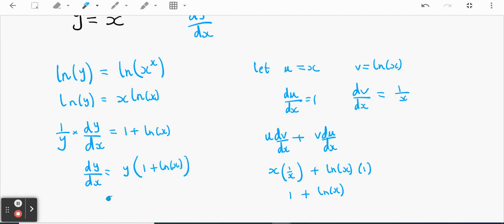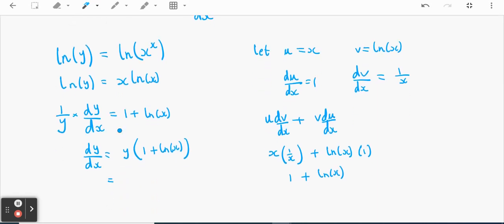And y was equal to x to the power of x. So we can replace y with x to the power of x times 1 plus ln of x. And there we go. That's how we do this kind of question, guys.